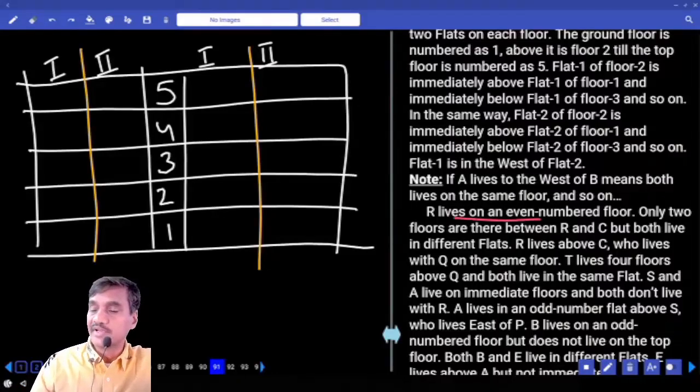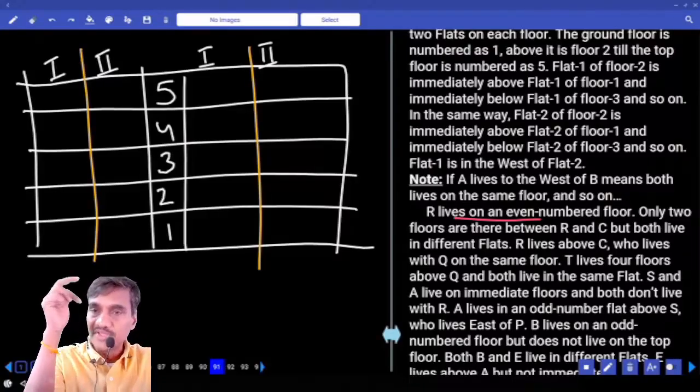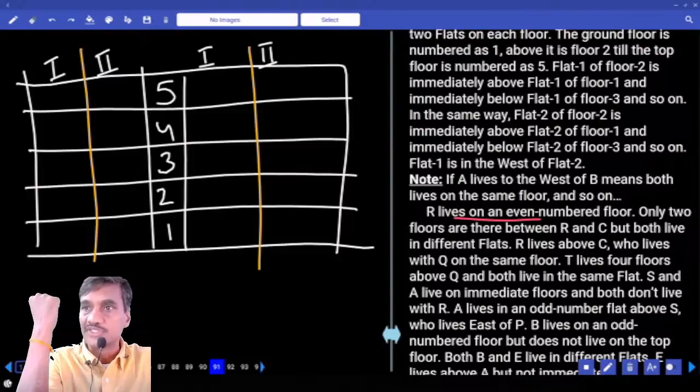R lives on an even number floor, డైరెక్ట్గా స్టార్ట్ చేయాలి జనరల్గా. చేస్తున్నామా? ఎందుకు చేయలేదు చెప్పండి. We'll have 4 possibilities. Second floorలో ఫస్ట్ ఫ్లాట్ సెకండ్ ఫ్లాట్, ఫోర్త్ ఫ్లోర్లో ఫస్ట్ ఫ్లాట్ సెకండ్ ఫ్లాట్. Hence we have 4 possibilities. కానీ ఇక్కడ మన డయాగ్రామ్ దిస్ అకామిడేట్ ఓన్లీ 2 possibilities. అందుకే ఇంకా డెఫినెట్ ఇన్ఫర్మేషన్ ఏదైనా ఉందో లేదో చెక్ చేసుకుంటున్నాం.